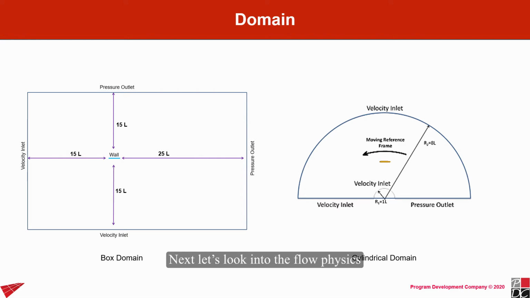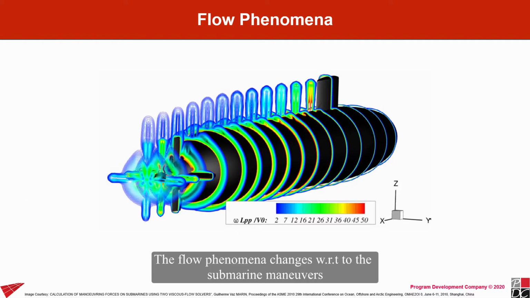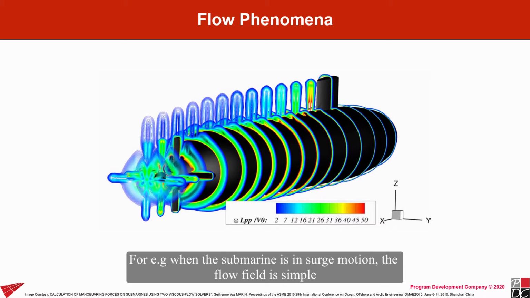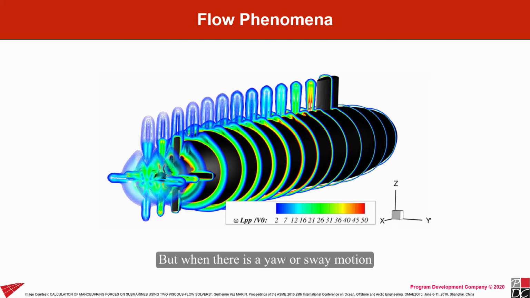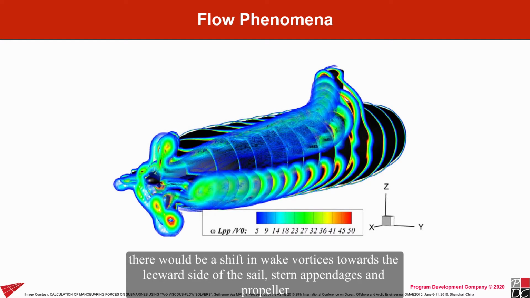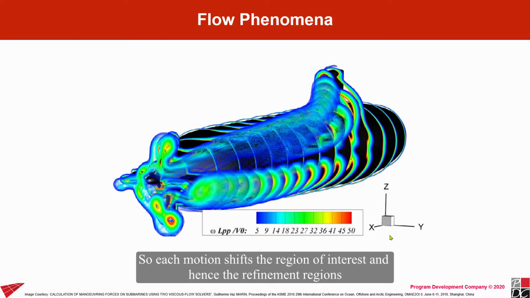Next, let's look into the flow physics. The flow phenomena changes with respect to the submarine maneuvers. For example, when the submarine is in surge motion, the flow field is simple with the wake behind the sail, stern appendages, and propeller. But when there is a yaw or sway motion, there would be a shift in wake vortices towards the leeward side of the sail, stern appendages, and propeller. So each motion shifts the region of interest and hence the refinement regions.